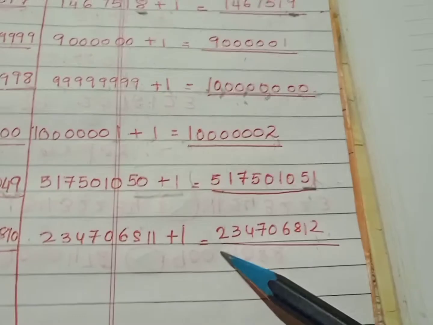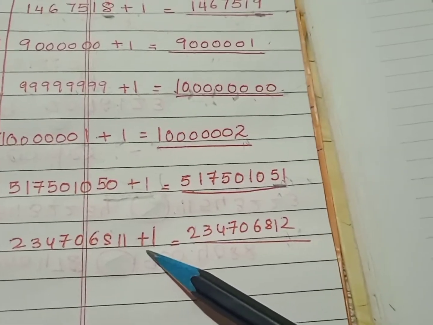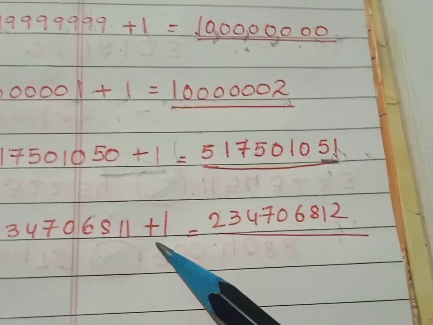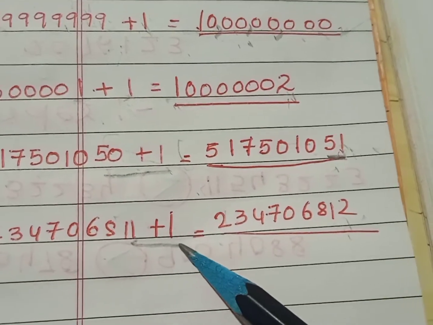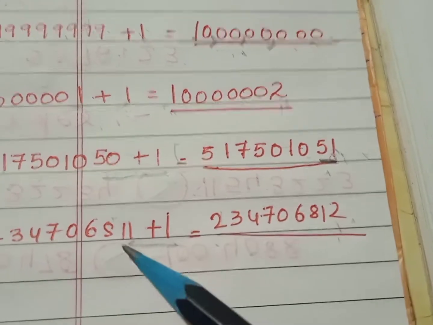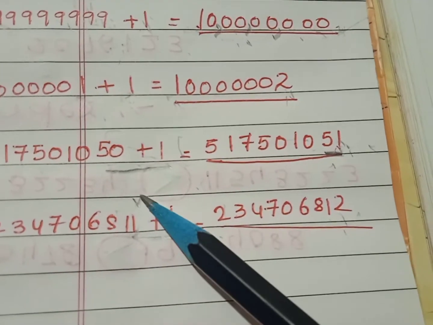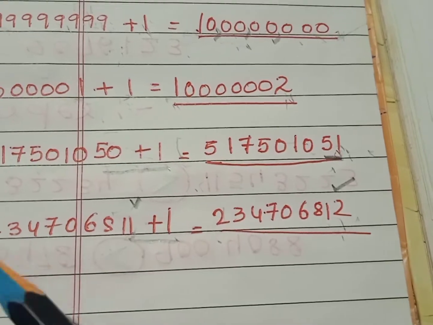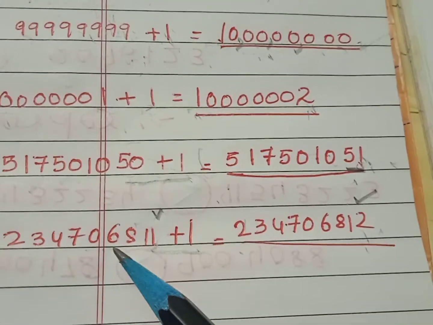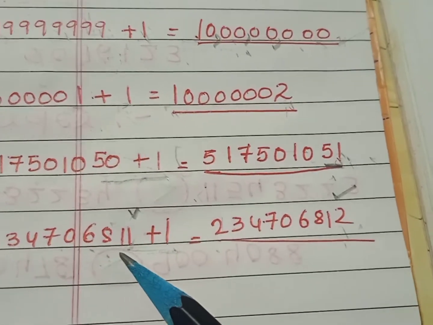When I want to get the next number, I have to add 1. So when I add 1, the ones place is increased by 1. So the ones place which was 1 here becomes 2. Rest of the digits remain the same. 2, 3, 4, 7, 0, 6, 8, 1 remain the same.